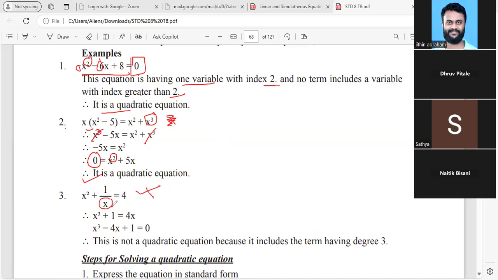No, you should wait. So when you take x to the side, it will be multiplied with x. You'll get x cube. x cube plus 1. You take 4x to the other side, and you'll get x cube minus 4x plus 1. Now this is in the format of a quadratic equation, but unfortunately the maximum power is 3, which means this is not a quadratic equation. Do you understand?